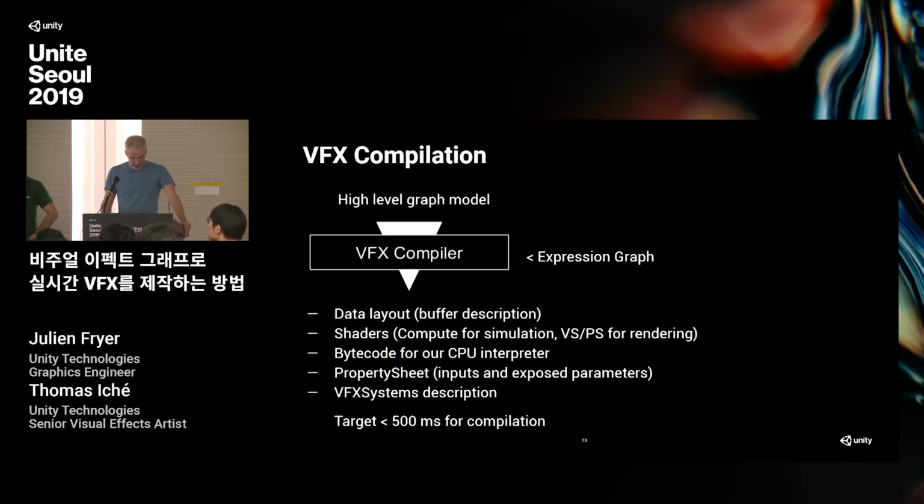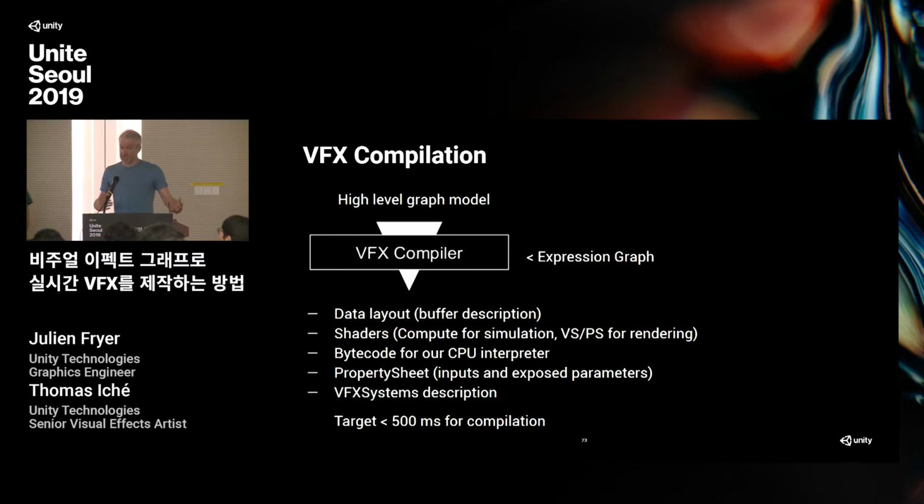So every time you're modifying your graph, like plugging a node into a slot or adding a block to a context, we will trigger what we call the recompilation of the effect. So basically, from the high-level view that you're manipulating, we will generate a lower-level view that we call the expression graph. It is then fed into the compiler and will generate a bunch of data. So we will generate some data layout for your particles. As Thomas said, we will only store needed attributes for the simulation.